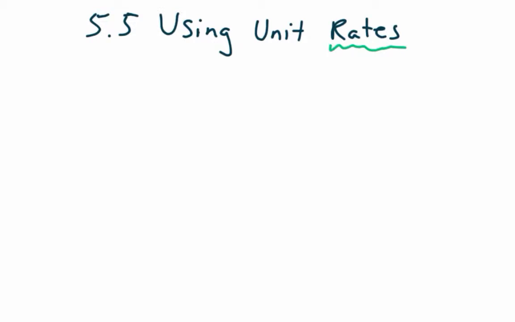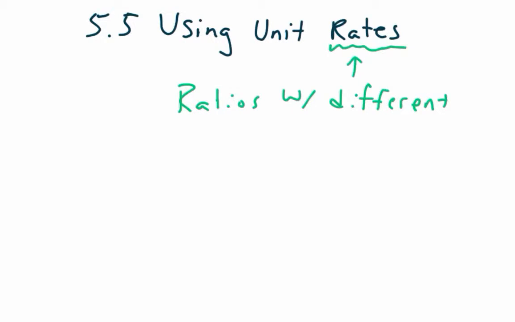Good? Write it, don't write it? Write it. Okay, so we could say then, so rates are going to be ratios with different units. I can see where that wouldn't be incredibly clear, so I'll do an example.